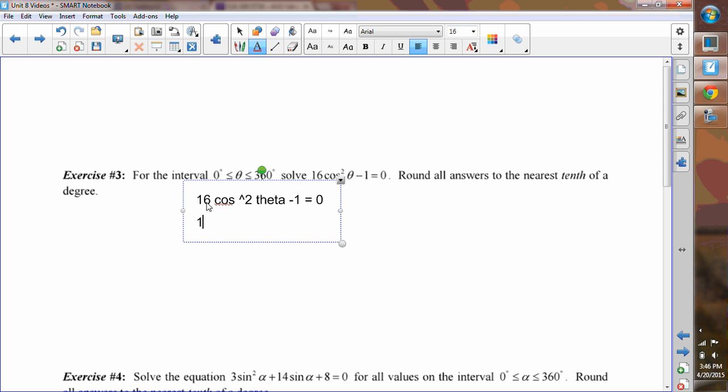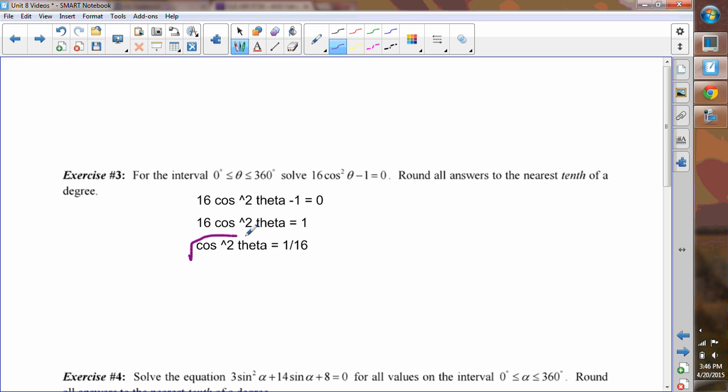What I'm going to do here is add 1 to both sides, so 16 cosine squared theta equals 1, and then I'm going to divide by 16. So I get cosine squared theta is equal to 1/16. The next step is to take the square root on both sides. So now we have the cosine of theta is equal to plus or minus 1/4.